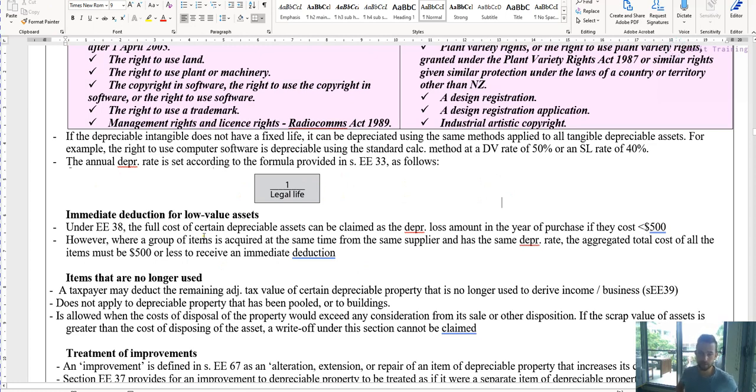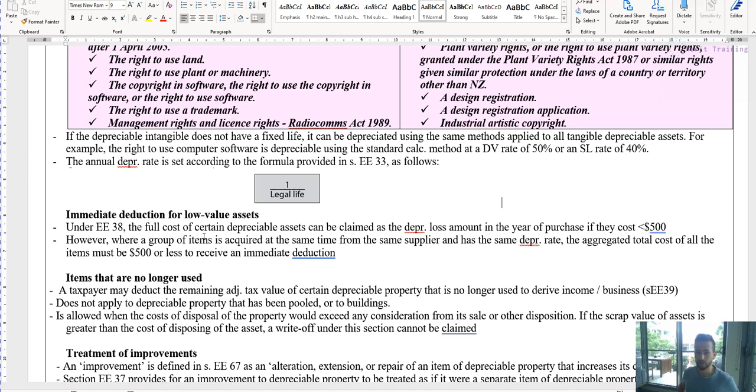Alright, let's talk about immediate deduction for low value assets. So under section EE38, the full cost of certain depreciable assets, remember we're not talking about intangibles anymore, by the way, we're just talking about assets in general, can be claimed as a depreciation loss amount in the year of purchase if they cost less than $500. However, where a group of items is acquired at the same time from the same supplier and has the same depreciation rate, the aggregated total cost of all the items must be $500 or less to receive an immediate deduction.